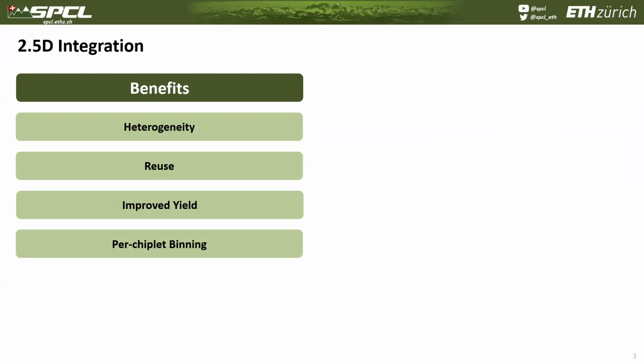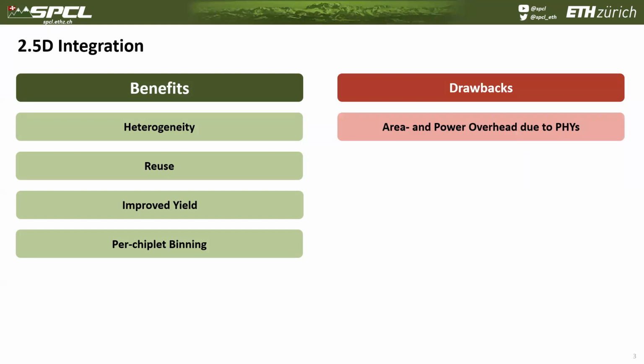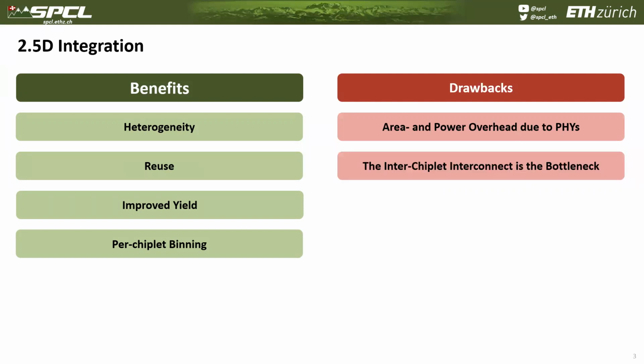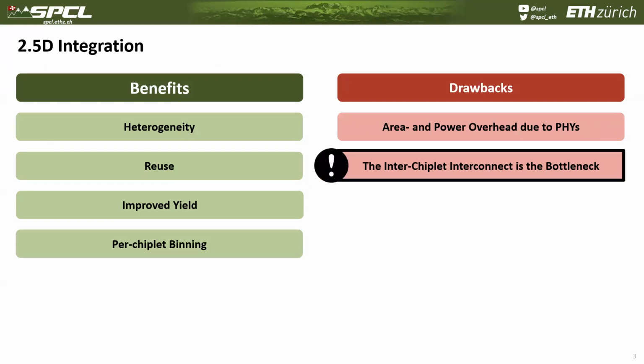However, we also have some drawbacks. Chiplet designs come with some area and power overheads due to size, and as already mentioned, due to the limited number of bumps, the inter-chiplet interconnect is the bottleneck. And in our project, we wanted to fight this bottleneck by maximizing the performance of the inter-chiplet interconnect.